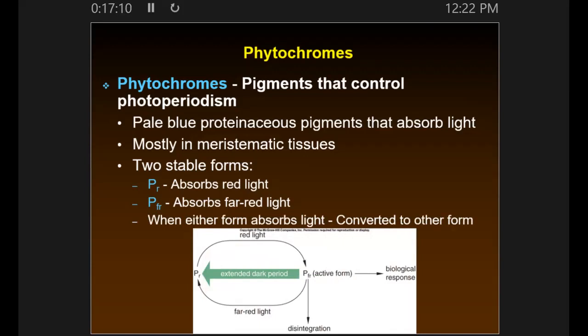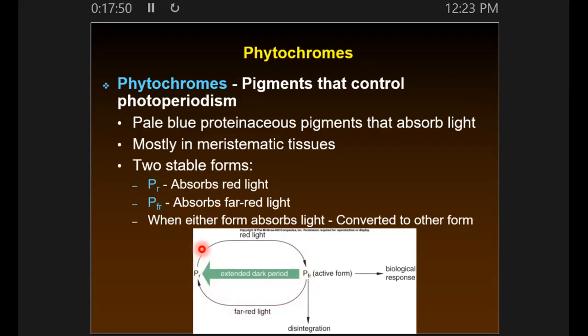So this picture that we're seeing is trying to get that point across. Here on the far left of the picture, you see P sub R. If you follow the arrow on top, it's saying that if the P sub R absorbs red light, it converts physically, it'll shapeshift into this P sub FR form. Then, if you have that form of the phytochrome and you hit it with far red light, it will shapeshift into the P sub R form. So it's a really interesting system here.